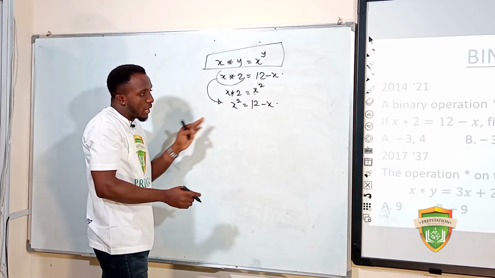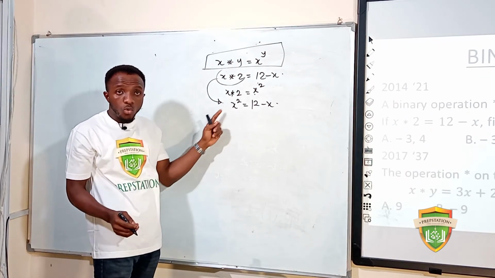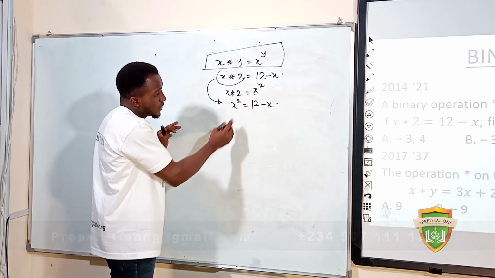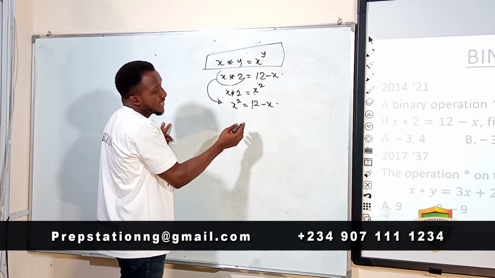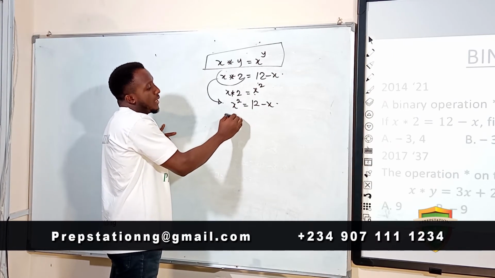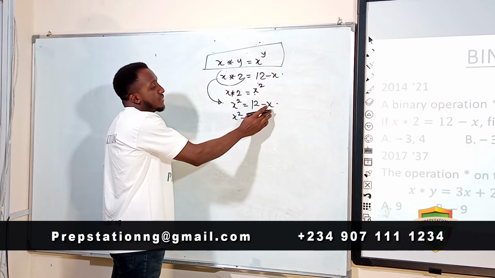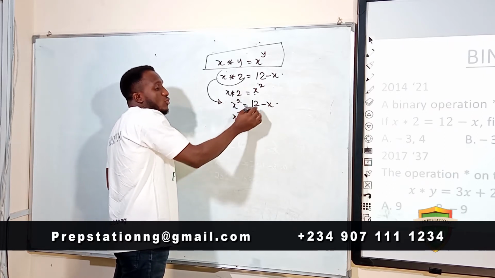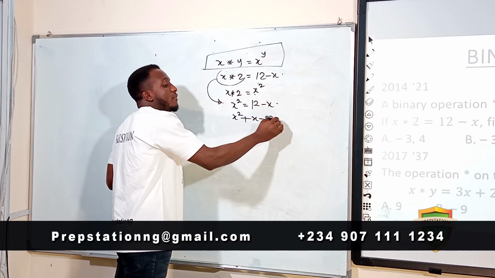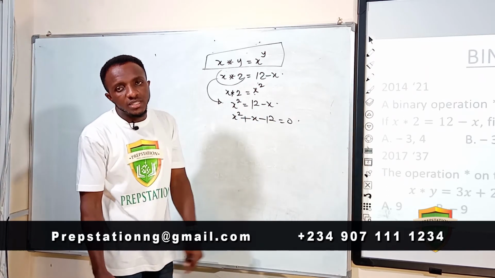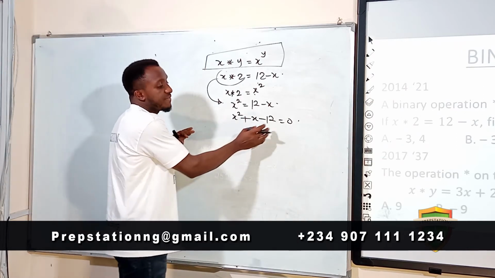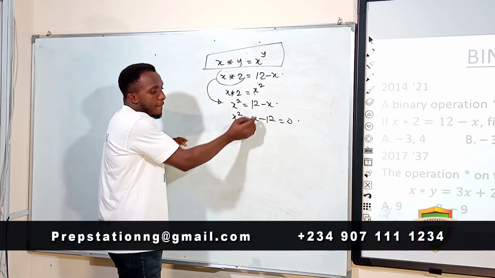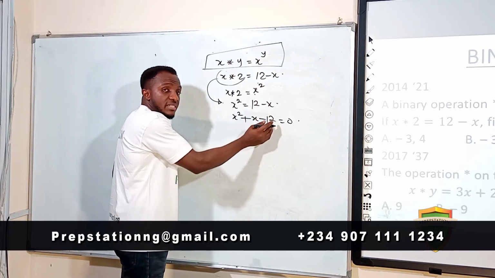Now what is this looking like? This is looking like a quadratic equation. So we have moved from binary operation to quadratic equation. Now how do I solve that? Very simple. I rearrange, bring this x over here. We have x squared plus x, and then the 12 comes over here to be minus 12 equals 0. So this is a quadratic equation. So how do I solve this? I find two factors of 12 that would give me plus x. Remember, it is negative 12.